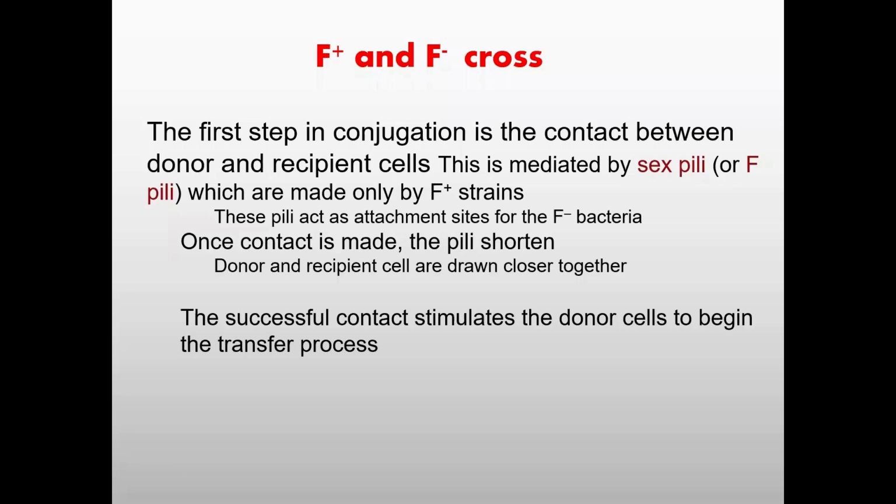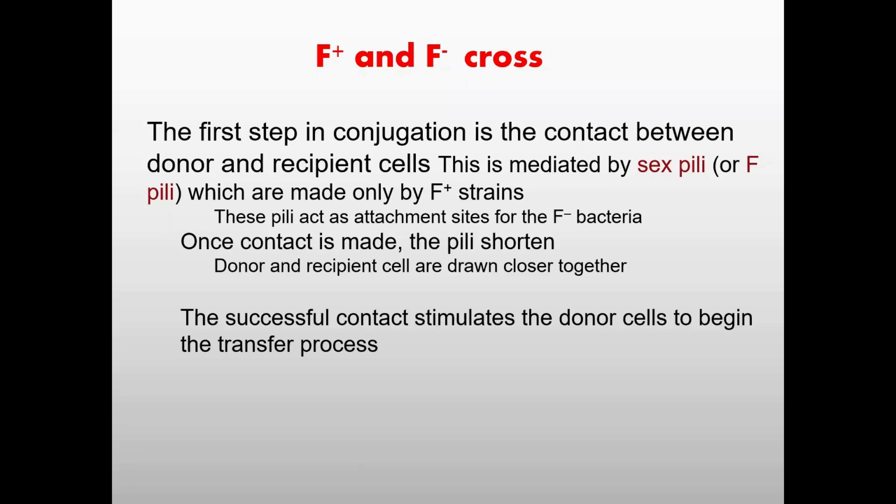F minus cells do not contain the F factor or F pili. Hence, the F minus cells have receptors for the pili on their cell wall, on their cell surface. When the F plus, that is the donor, E. coli comes in contact with the F minus E. coli, an attachment between these two cells takes place by means of the pili.